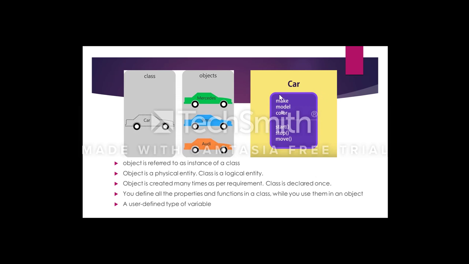In our program, our class is like this. It is one class that has make, model, color, and some functionality. If you give values to these properties, for example the model BMW and the color blue, you will have this object, the object of a BMW car. We can say that an object refers to an instance of a class. An object is a physical entity and a class is a logical entity. An object can be created many times, but a class is declared once, and there are many more differences, which are very important to learn.